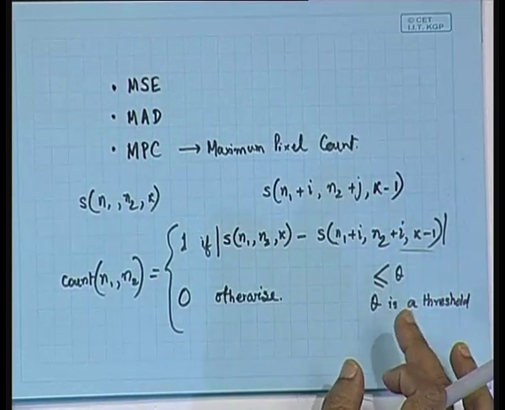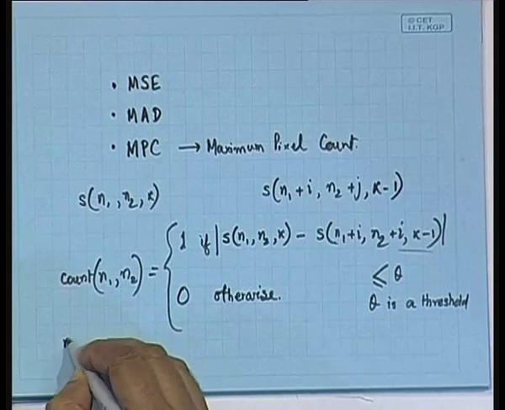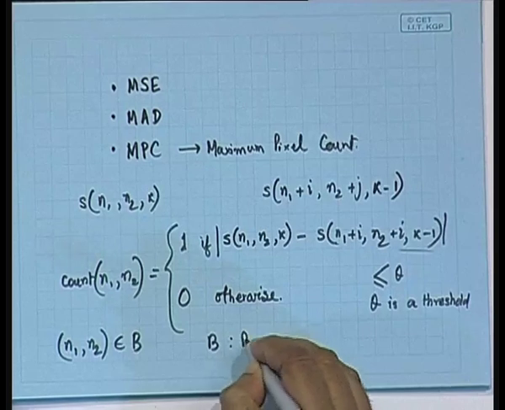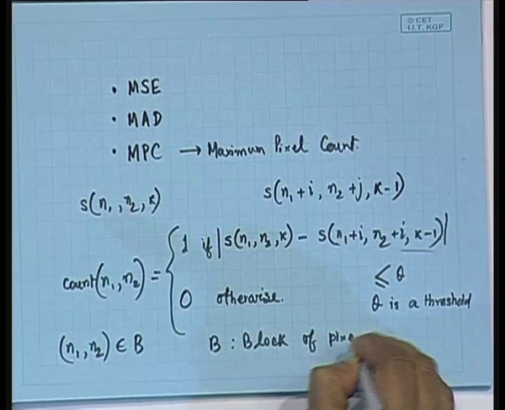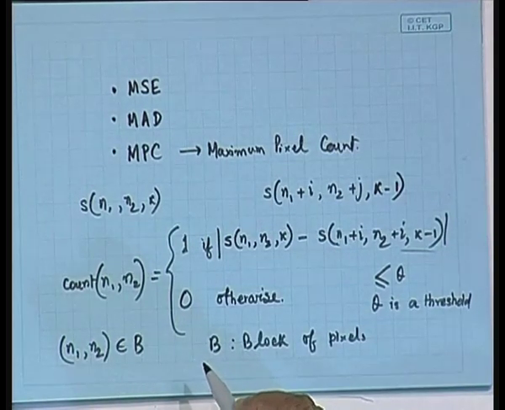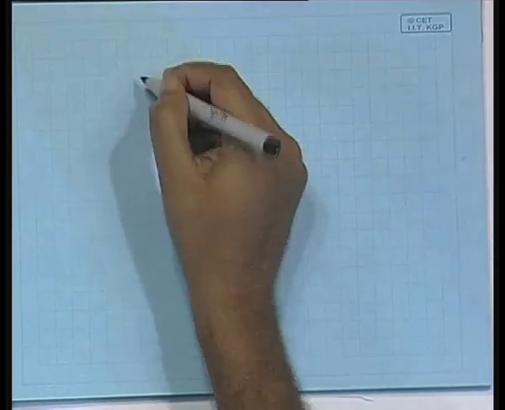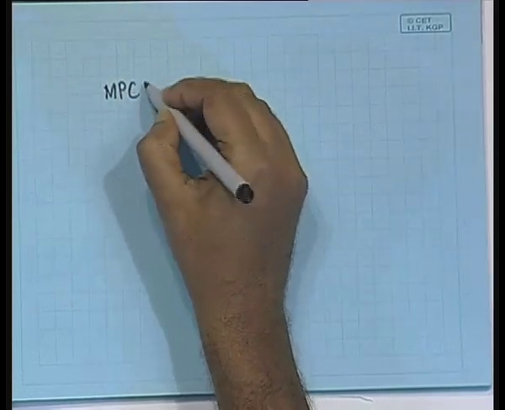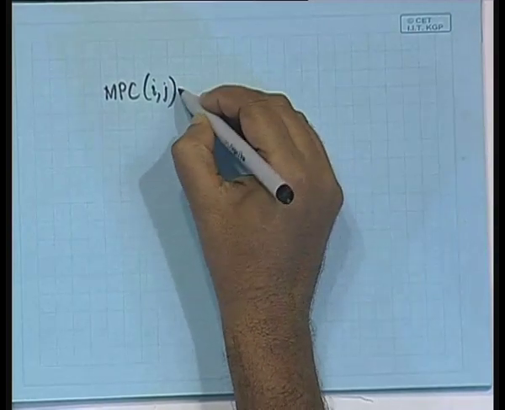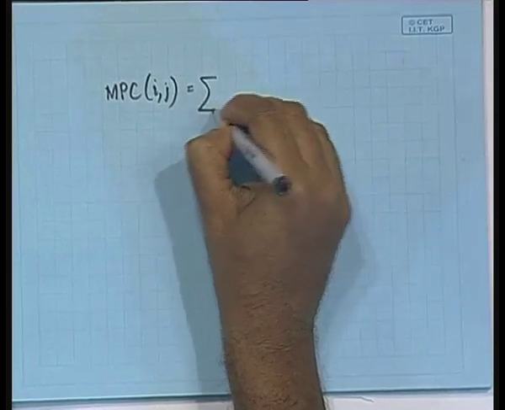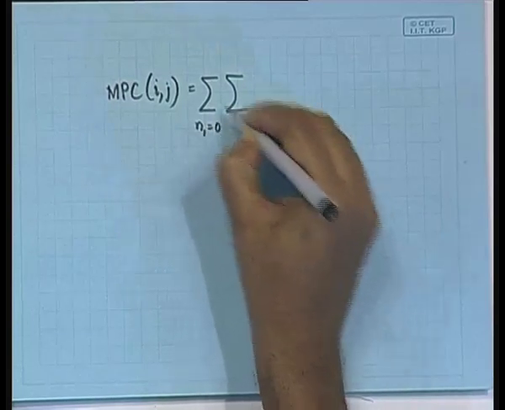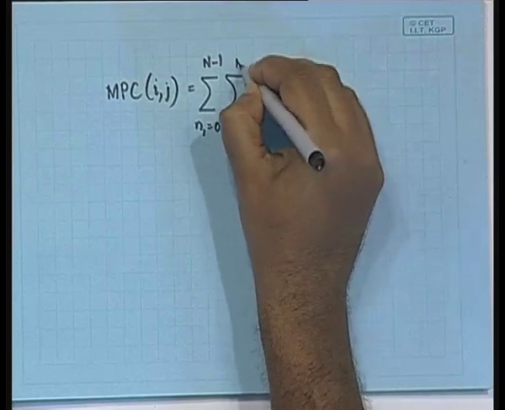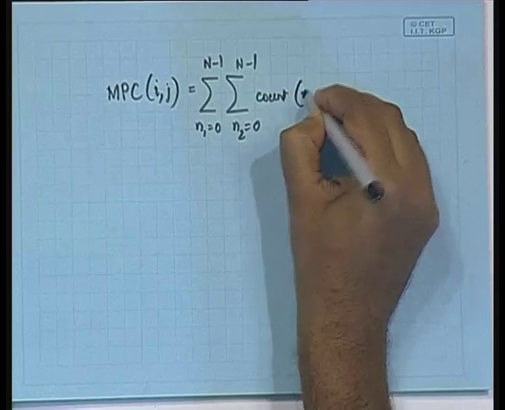The pixel value here deviates far from the corresponding pixel value in the past frame. Typically, we assume a block B of pixels, with n1, n2 belonging to B. We can then define a matching criterion, the maximum pixel count or MPC measure for displacement (i, j), as the double summation, with n1 going from 0 to N minus 1 and n2 going from 0 to N minus 1, of count(n1, n2).